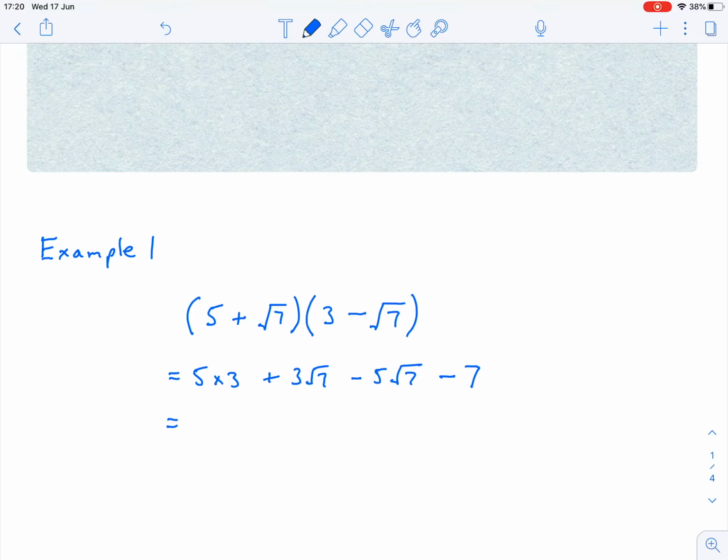So what does that give us? 5 3s are 15. 15 minus 7 is 8. And now let's collect the root 7s. Plus 3 of them, minus 5 of them means we've got minus 2 of them overall.